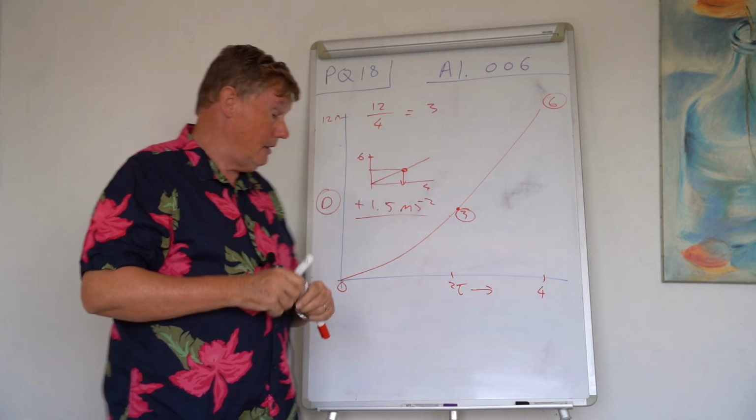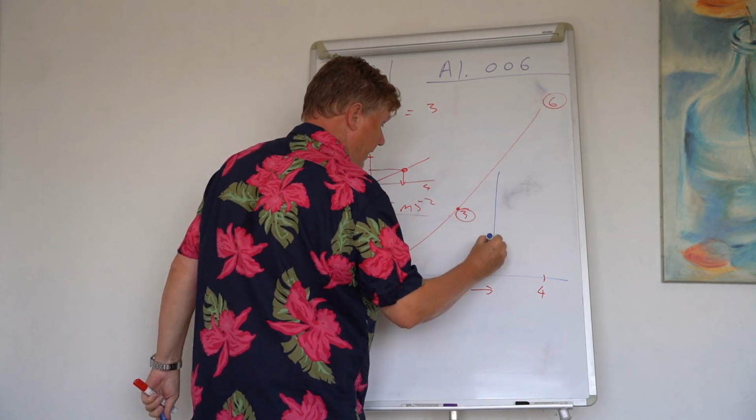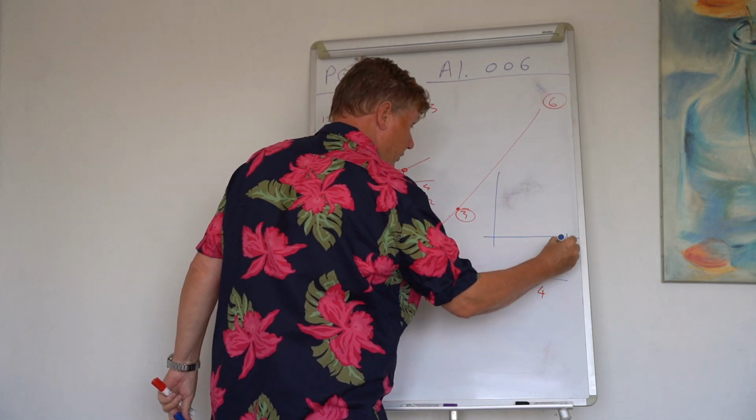Part B, sketch a velocity time graph. Well, I've already done it when I was explaining the question to you. The velocity is a straight line against time. There's 4 seconds.